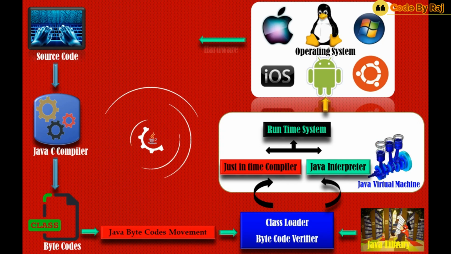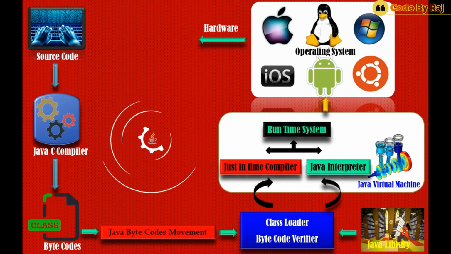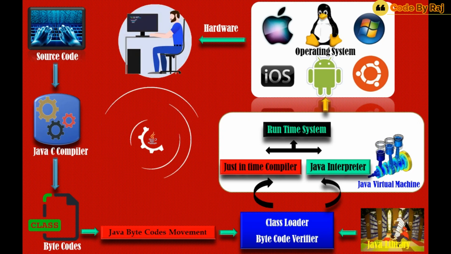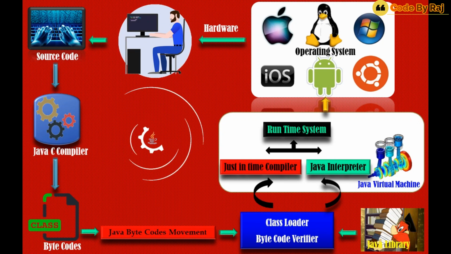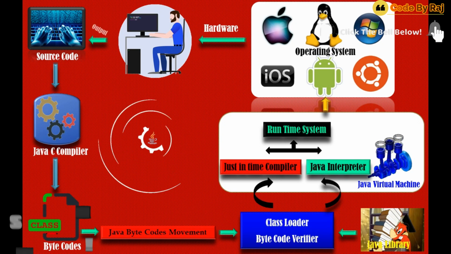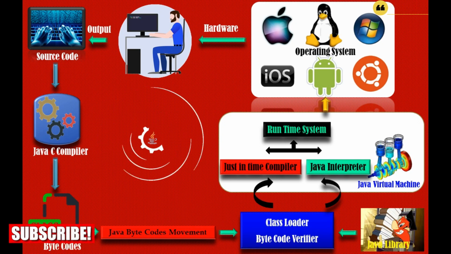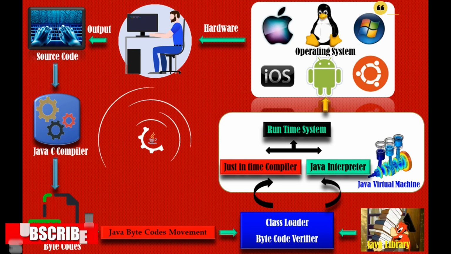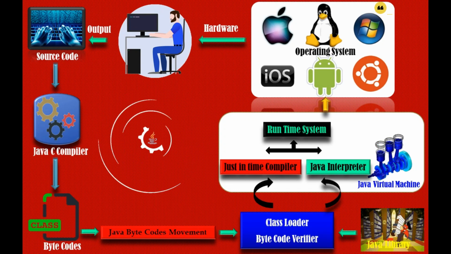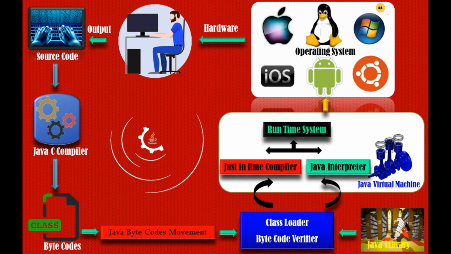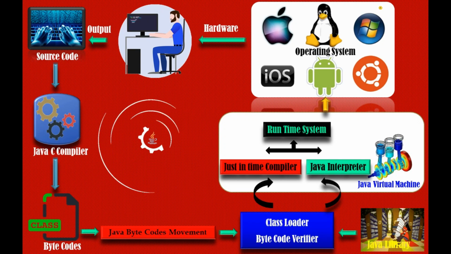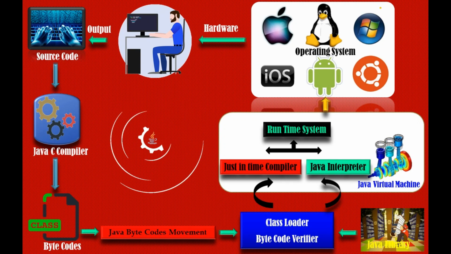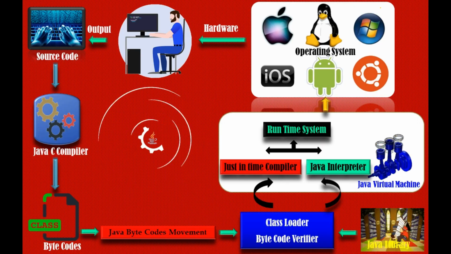Now once your bytecode verifier has checked and ensured that your code is correct, this code is passed to your Java interpreter and your JIT compiler, which then translate it and give it to your runtime system. And once your runtime system has this code, it will give it to your operating system, which will then go ahead and give the details to your hardware. Okay, so like that it works. So now I hope with this you all have got a complete overview of how Java code works.